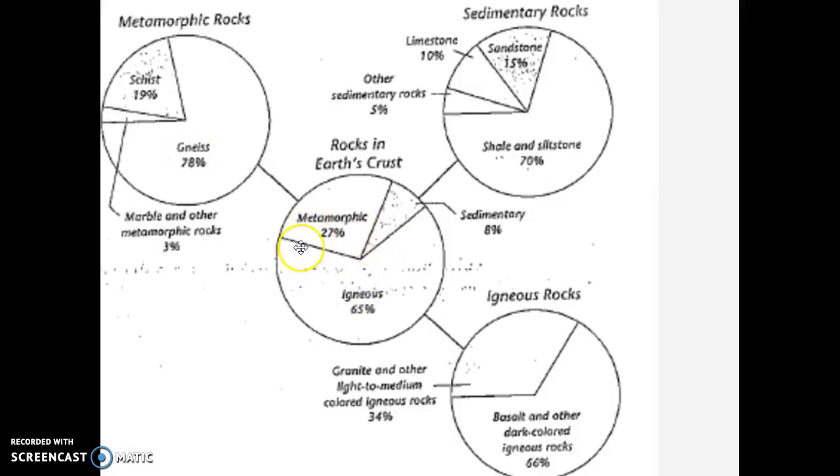Here we can see a better breakdown, and you have this picture in your binder. Just make sure you've been able to take a look at it. Just shale and siltstones, just mudstones. Then we've got sandstones in the mix and a little bit of limestone and other sedimentary rocks. So that's sedimentary. For metamorphic, we've got gneiss and then schist, and then marble and other metamorphic rocks are just a small percentage. And then lastly, basalt and mafic minerals dominate, and then there's granite and other felsic and intermediate igneous rocks.